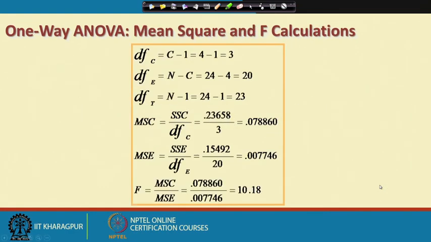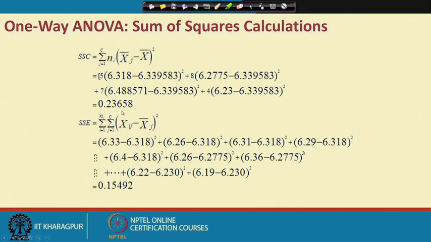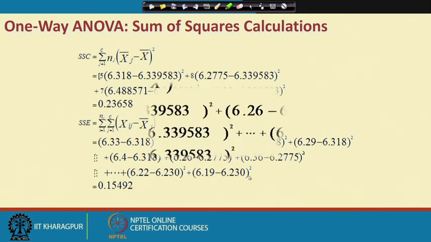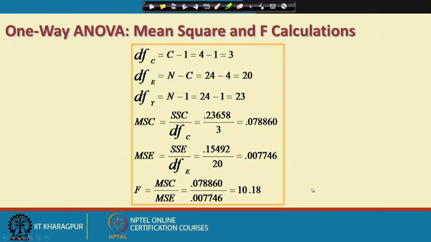In order to know the details, let us come here. This is the SSC which you have already calculated from these samples, and this is actually SST, 39150. But SST we have no business with; our business is with respect to MSC and MSE, that is nothing but SSC and SSE. So, with respect to degrees of freedom, you have to calculate.